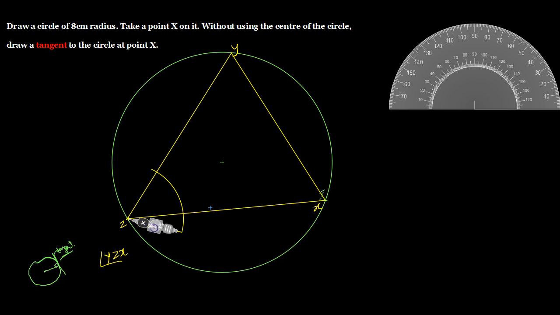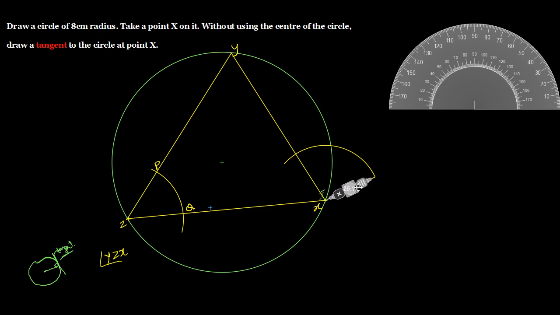Now don't change the angle of your compass. Exactly take that compass and put it on X. So now I need to draw the same arc here. Done. Now, for the sake of this example, I will name this arc here. Let this be P, and this is Q.